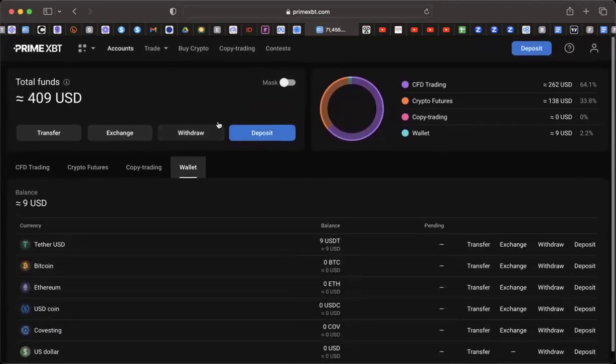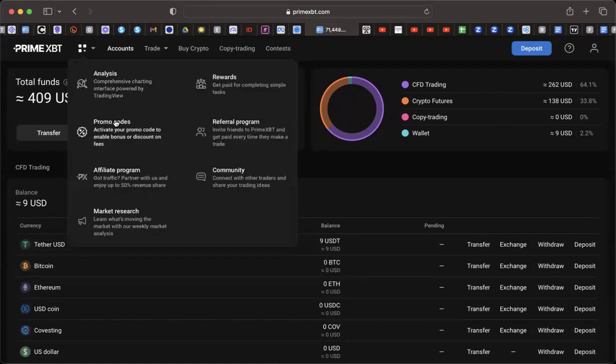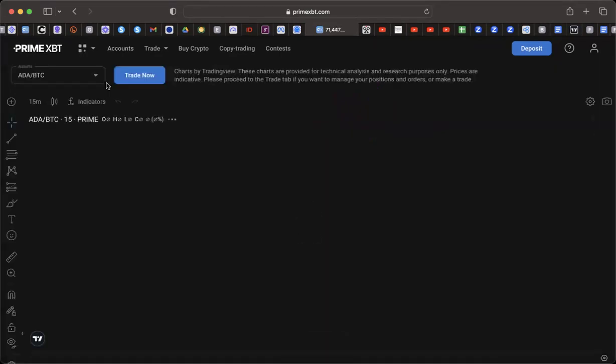So now, most importantly, let's go. Now I go to trade. What exactly do I want to do in trade? You can do analysis, comprehensive charting, and other things you want to feature there.